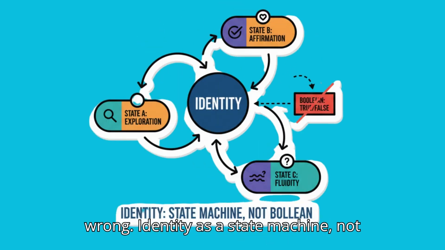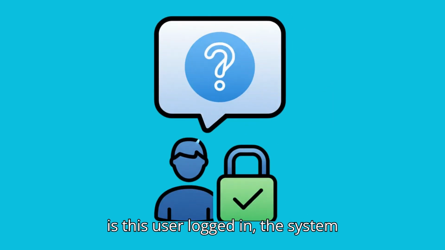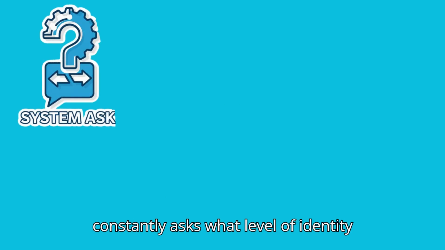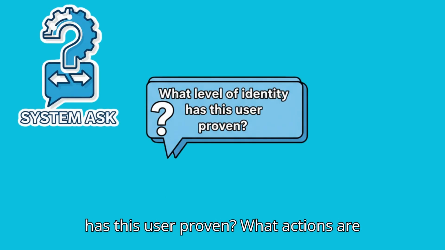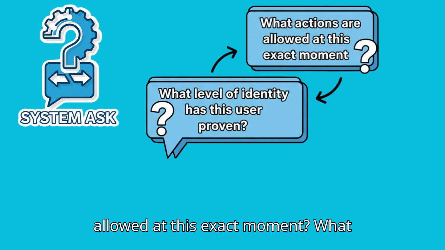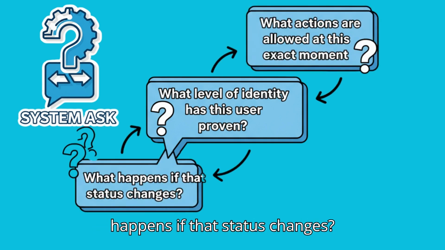Identity as a state machine, not a Boolean. Instead of asking, "Is this user logged in?" the system constantly asks, "What level of identity has this user proven? What actions are allowed at this exact moment? What happens if that status changes?"